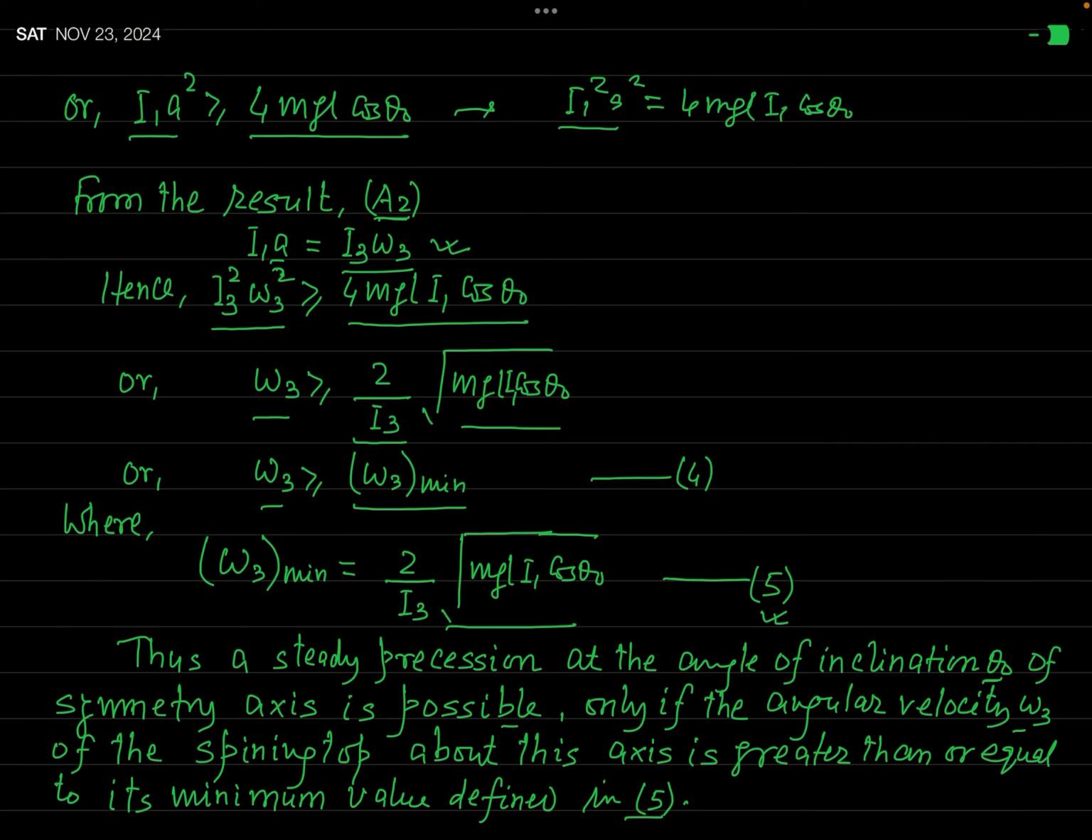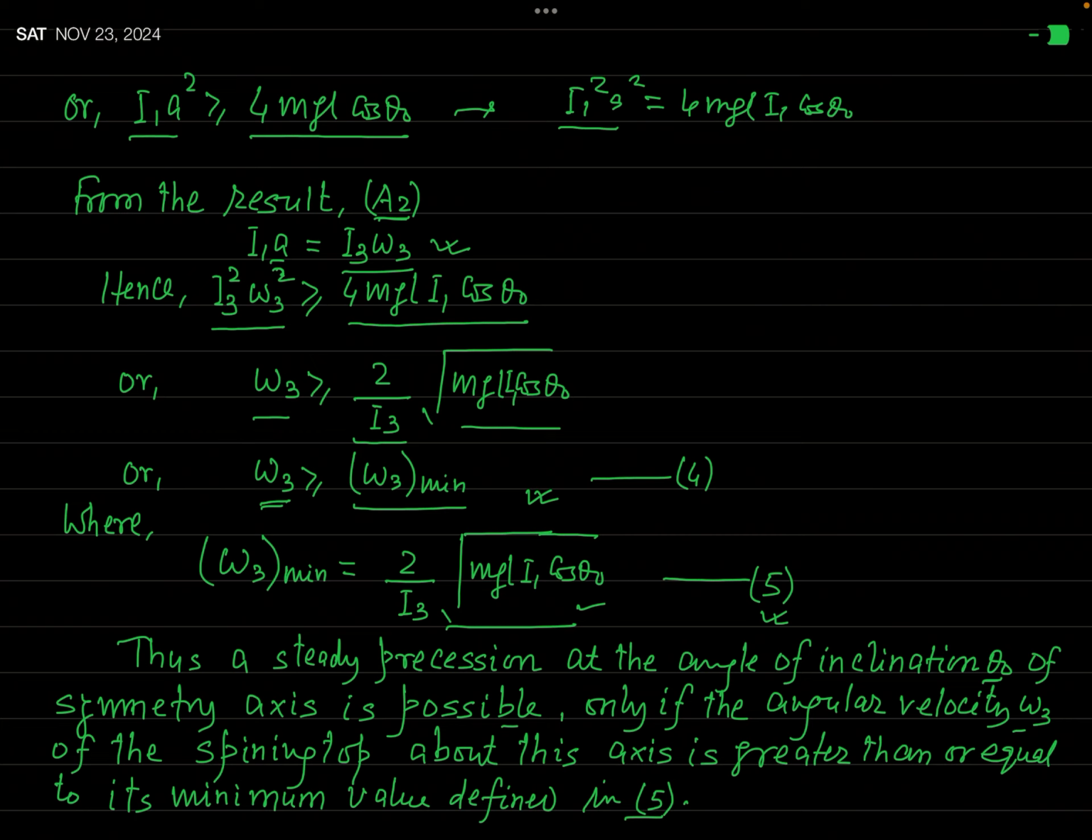So for the steady precession of this top at angle of inclination theta naught, the condition defined in equation 4 must be satisfied. It means omega 3 must be greater or equal to omega 3 minimum, where omega 3 minimum is equal to this much, and only then will the steady precession take place.